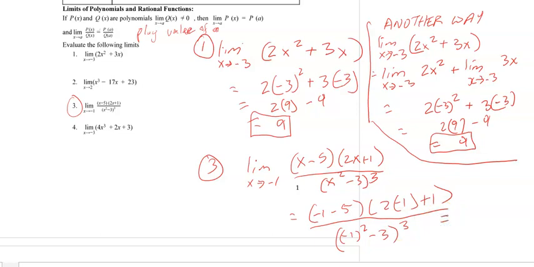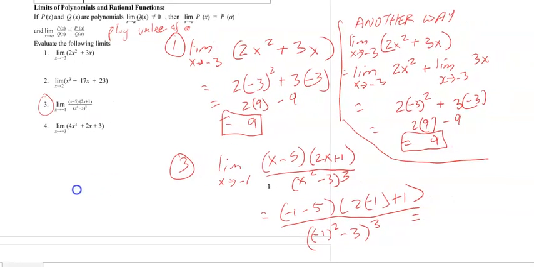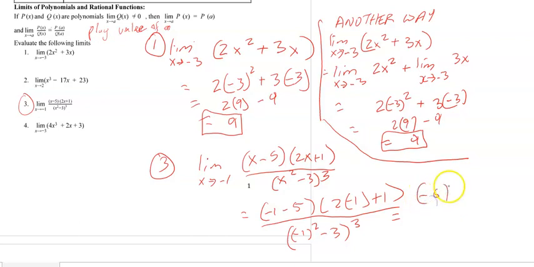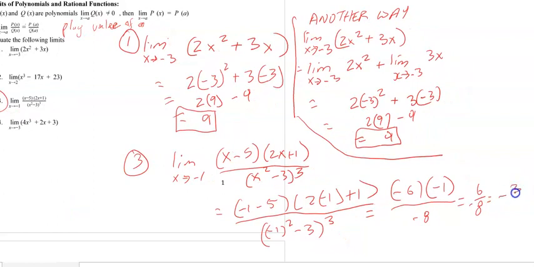Let's continue doing the algebra there. And what we have is -6 times 2 times -1 plus 1, that will give you -1, all over -1 squared, that is +1, minus 3. It's going to be a -2, -2 cubed. That will be a -8. So that would be +6 over -8. So that would be -3/4 as your final answer. Okay, that's your final answer.